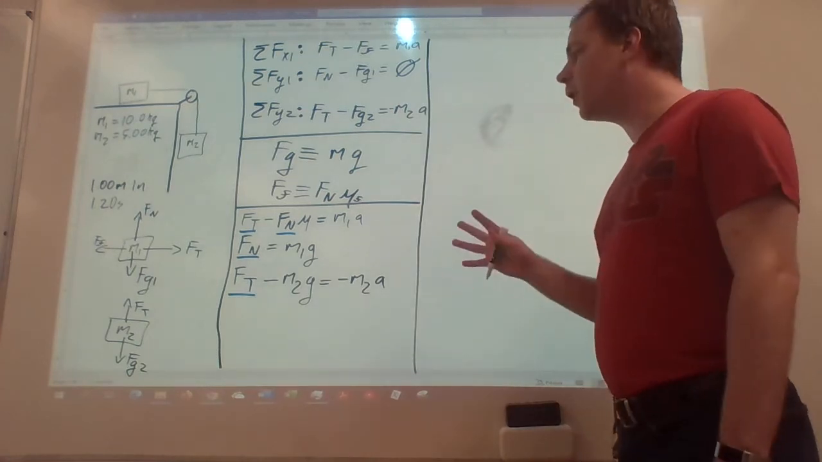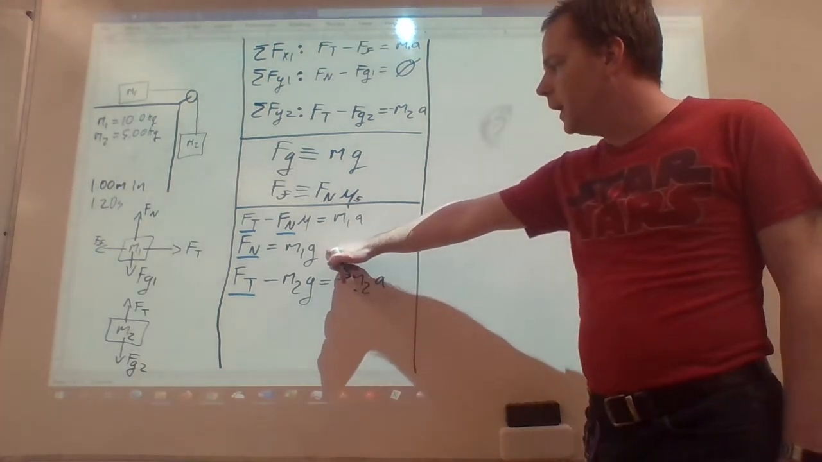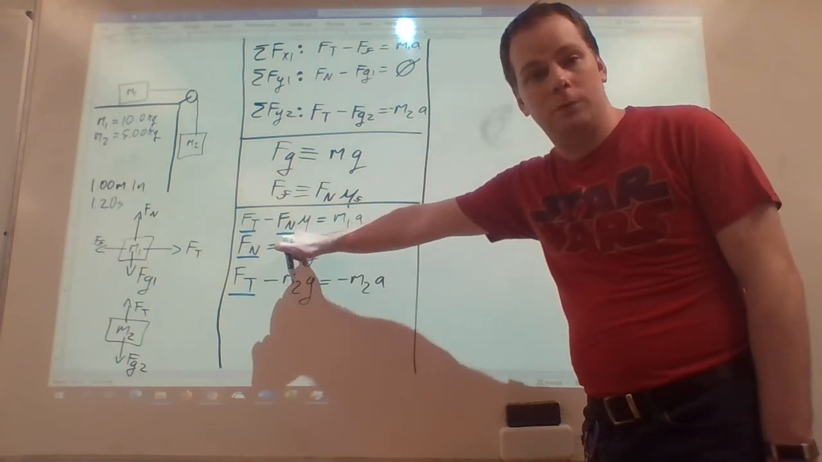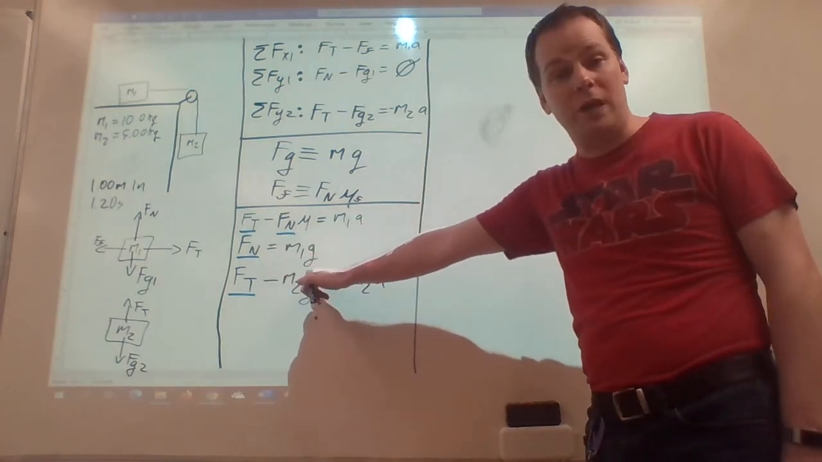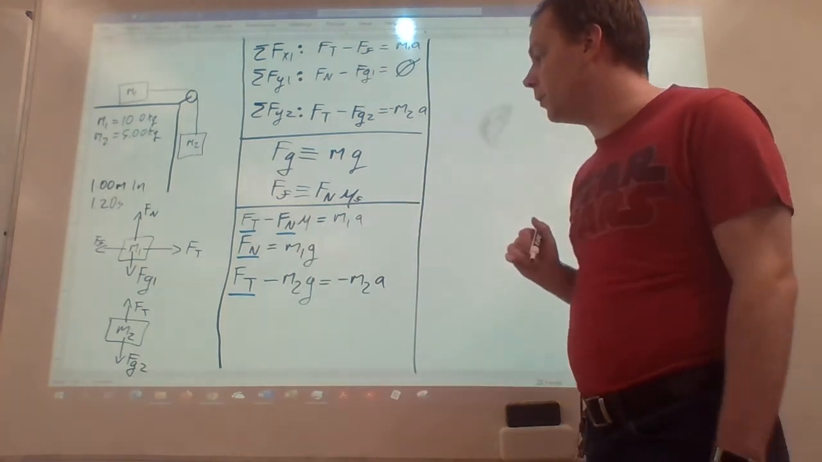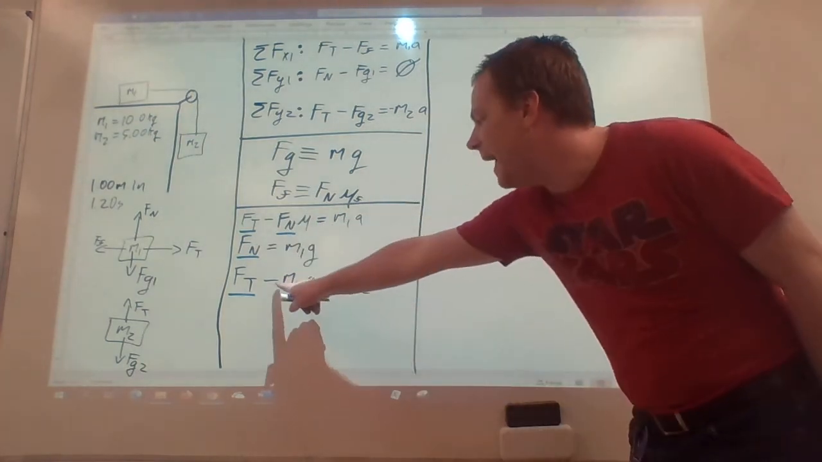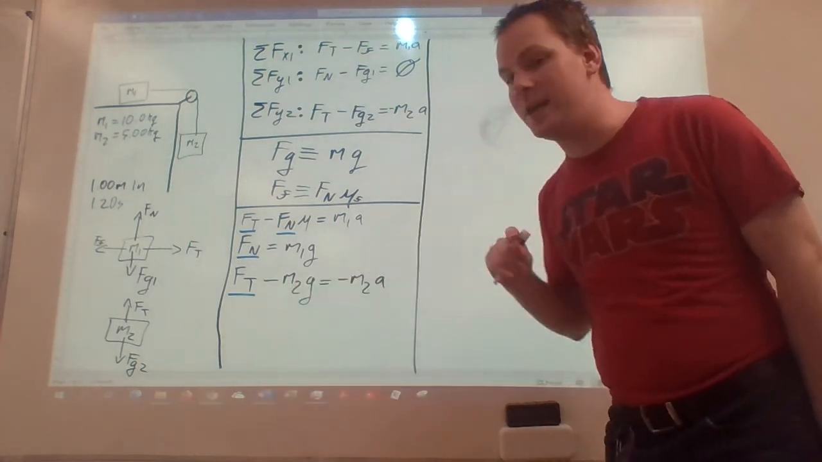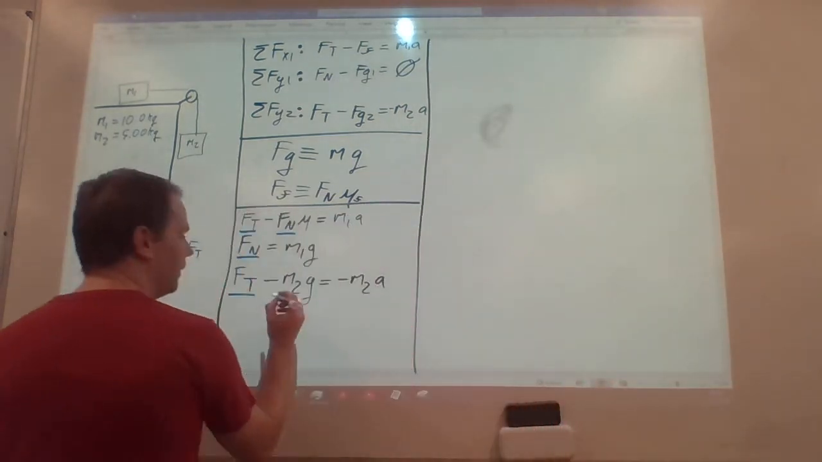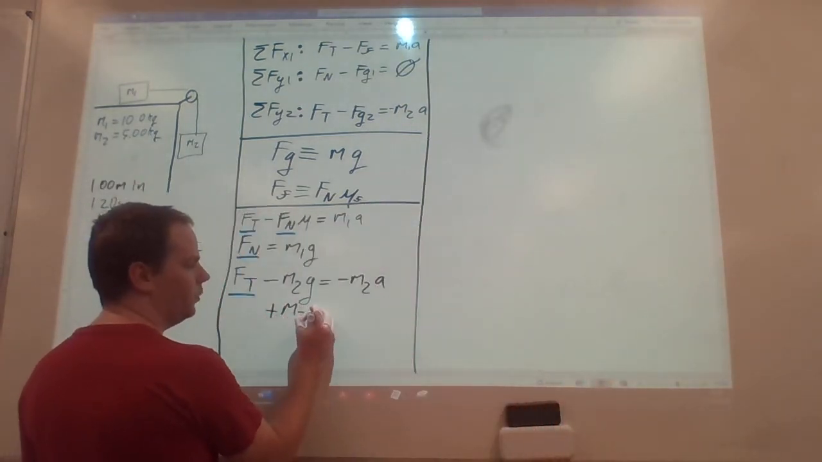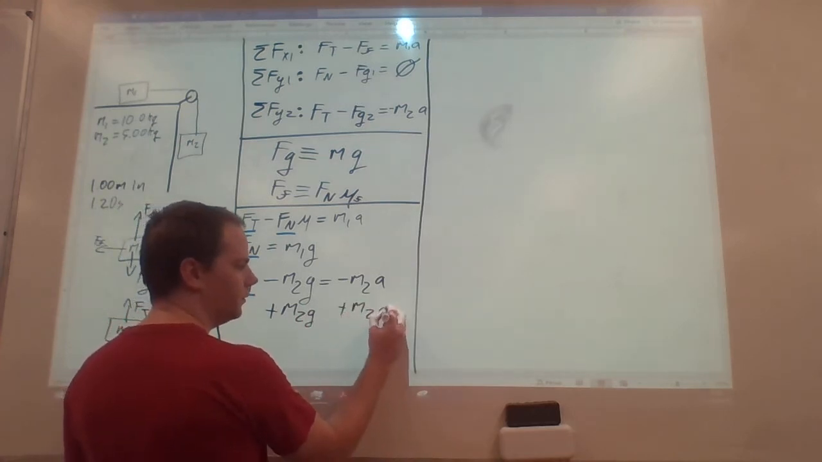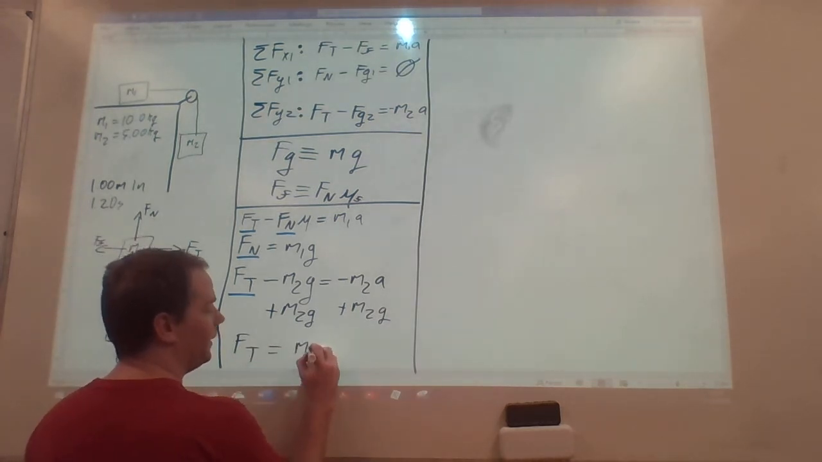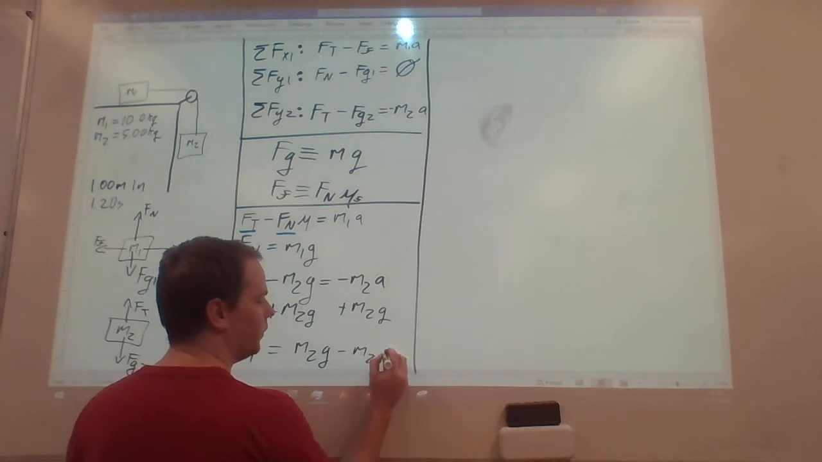All right, let's start with this equation. Okay, we can substitute in m1g for Fn, right? Because Fn is equal to m1g. So we can substitute that in right here. We can also add m2g to the other side, and that will be equal to ft. In fact, I'm going to do that down here real quick. If I add m2g to both sides, then I get that ft is equal to m2g minus m2a.